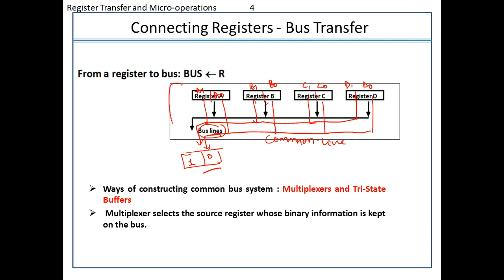There are a number of mechanisms which decide which particular register actually has to transfer the data through this common bus system. There are basically two ways to construct the common bus system: one is the multiplexer and the other is the tri-state buffer.